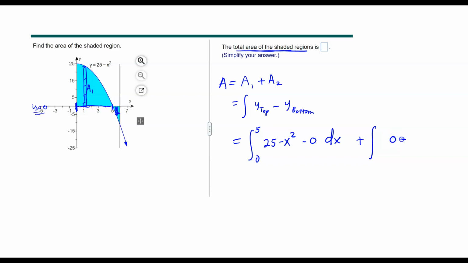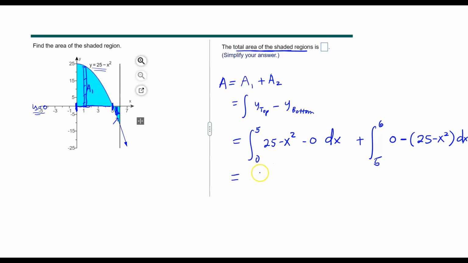So that's the 0. The 0 minus, what's the function at the bottom? This function here is the same as this curve here, which is the parabola. So minus 25 minus x squared dx. Now, where is your x from? X is from 5, and it goes through 6. So this is the integral that would compute the total area of the region. Then you go ahead and integrate this. So I'll just integrate it.